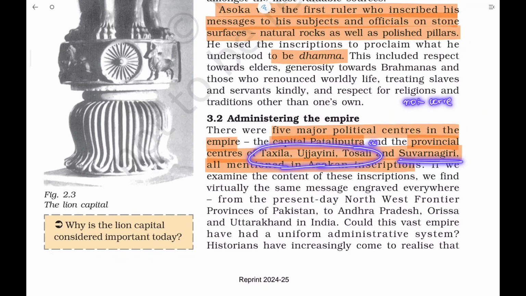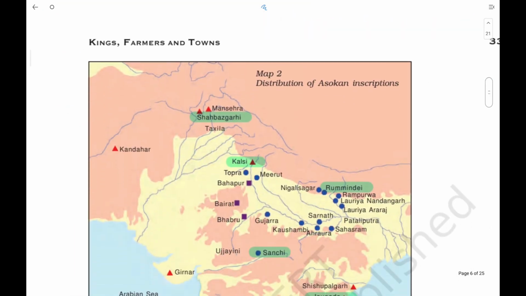Okay, so you need to know that the provincial centers during the Mauryan time were Takshashila, Ujjaini, Toshali and Suvarnagiri. Okay, now I hope the thing is clear. Now let's move to the next part.